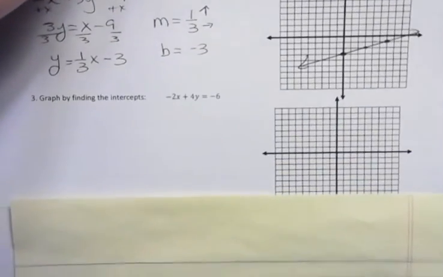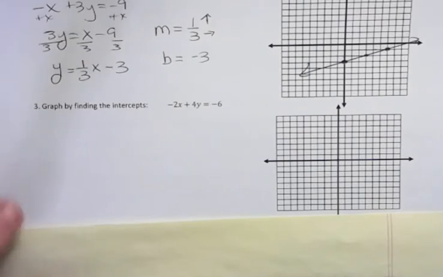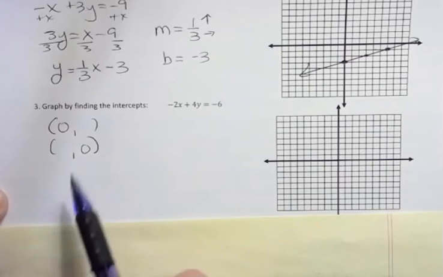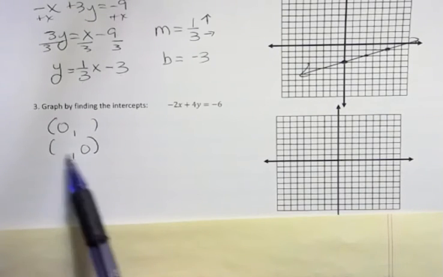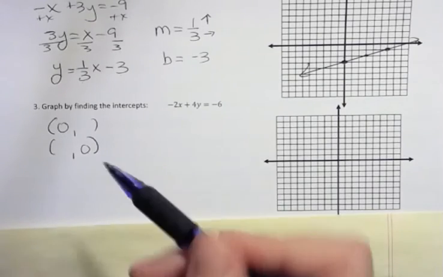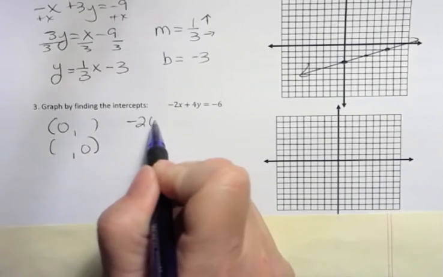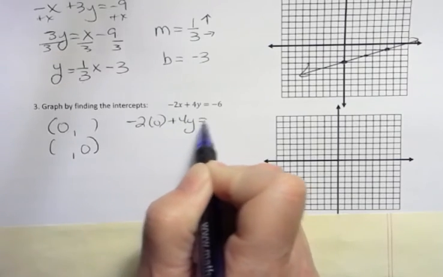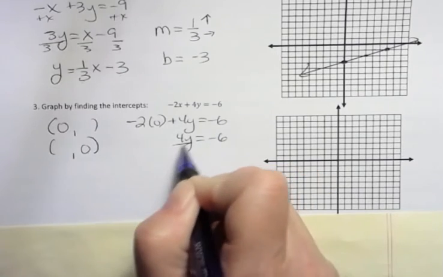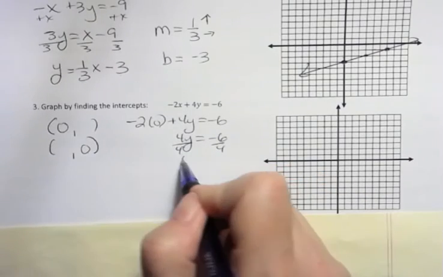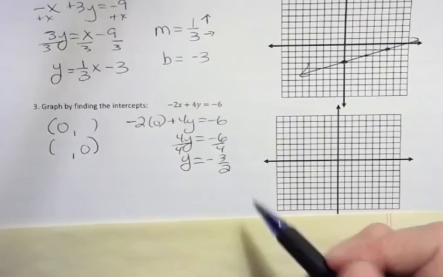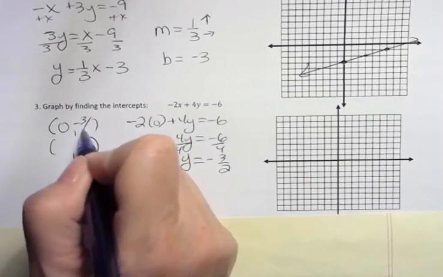In the next one, it says graph by finding the intercepts. The intercepts are the points you get when you plug 0 in. So the x-intercept is here when y is 0. The y-intercept is here when x is 0. So if I want the y-intercept, I say, what if x was 0? Well, 0 times -2 just drops away, and I get 4y is -6. And dividing both sides by 4, I get y is -3/2, because I'm going to reduce that to lowest terms. So there's my intercept for y.